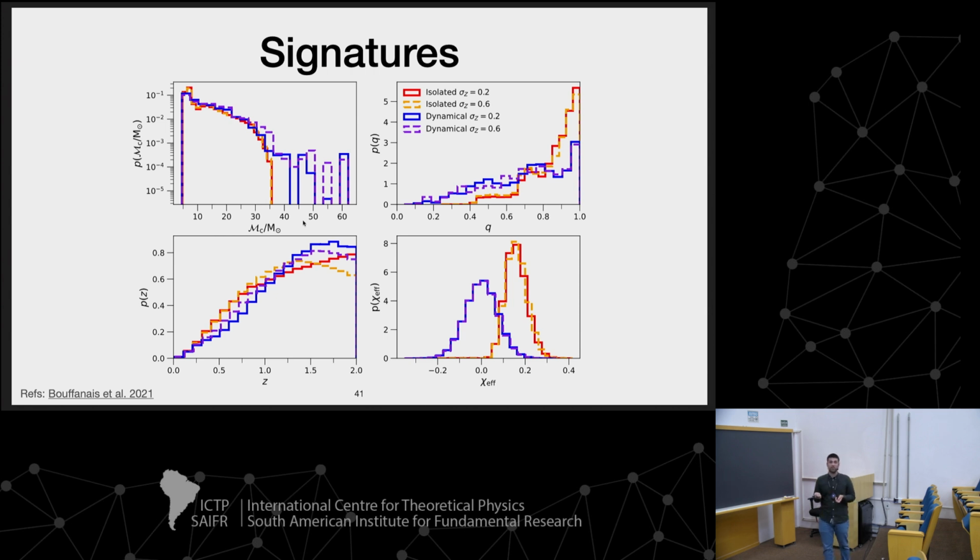And you can already see the difference. You see the difference, for example, on the chirp mass, that you end up having a tail of more massive black holes in the dynamical formation channel, because of the processes that you just described, hierarchical merger, runaway collisions. And the other striking difference is about chi-effective. So where you see that in the dynamical formation channel, chi-effective is exactly on 0, while in the isolated formation channel, this is not true. You have a non-zero component of the chi-effective.